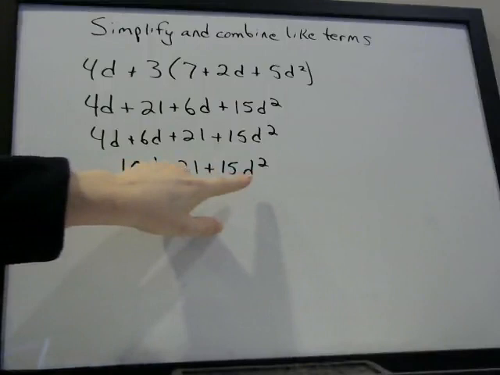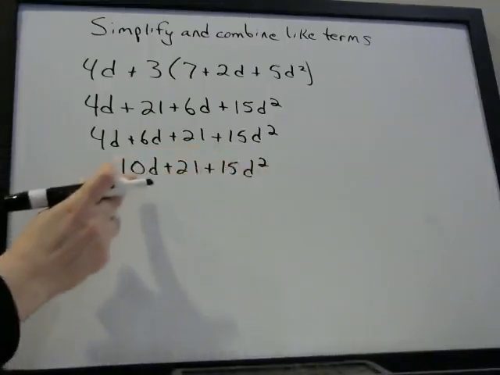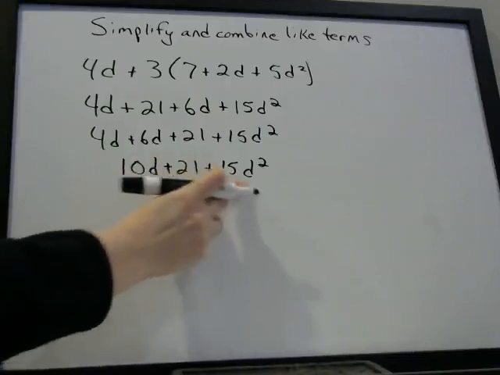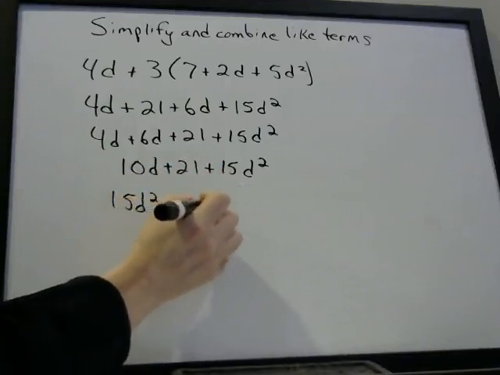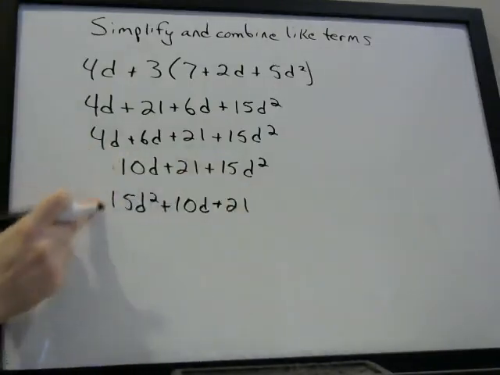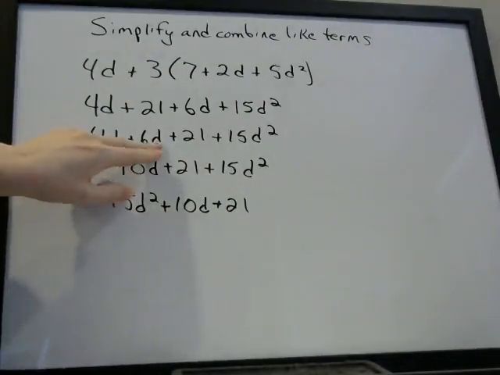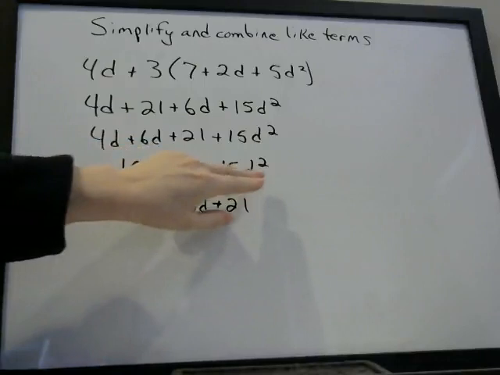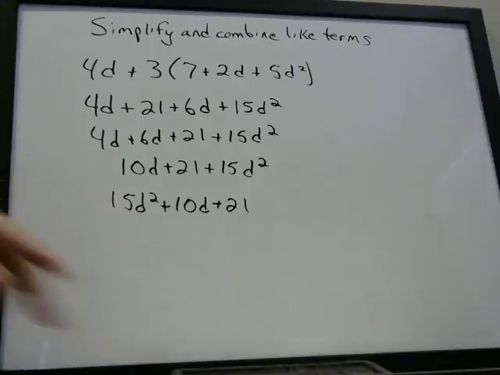Now sometimes they like to write squared units in the front. So again, because of the commutative property, we can write these in any order we want to. These two things are the same, and so this would be the answer. Either one of these is the answer to this problem. But the key thing to remember is you can add things that have a d on them, but you can't add a d squared to a d. This is as simple as you're going to get that expression. We'll do one more.